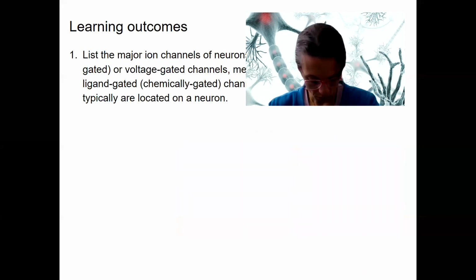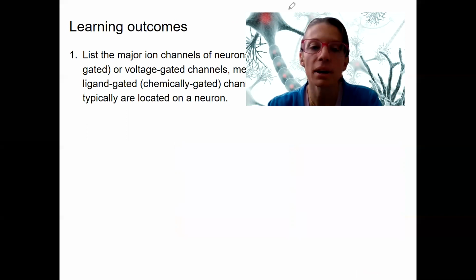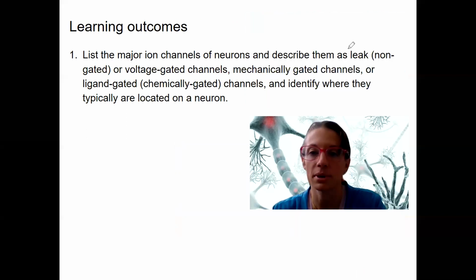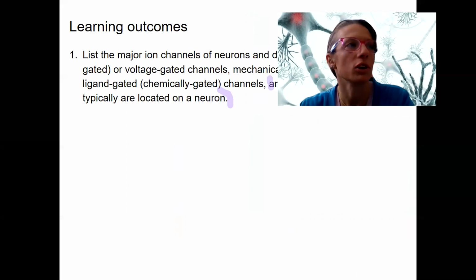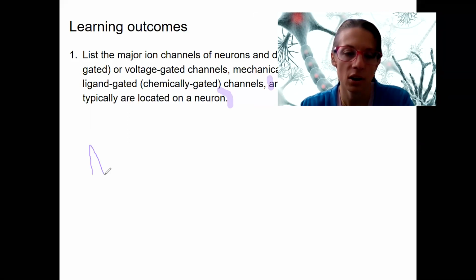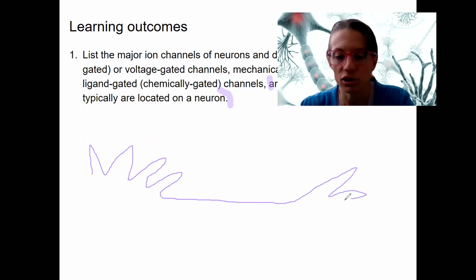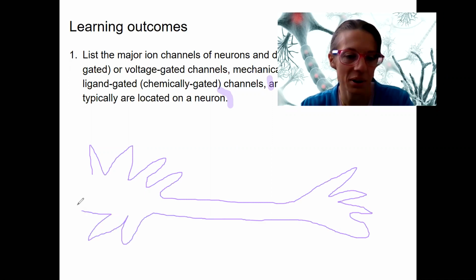Okay, so what we've done here is list the major ion channels of neurons and describe them as leak or voltage gated, mechanically gated, or ligand gated. The second part here is to identify where they are on the neuron. This I want to draw for you right now. So I want to draw for you a neuron, and I'm going to tell you where these different ion channels are located on the neuron. Then in future lectures, we'll come back to using these ion channels and their importance. For now, I just want to give you an overview of where they are.